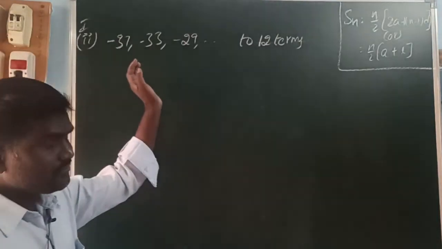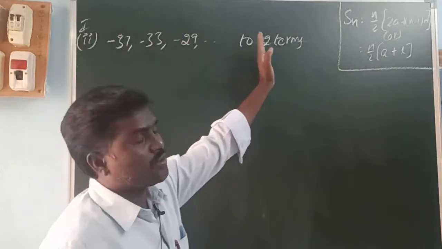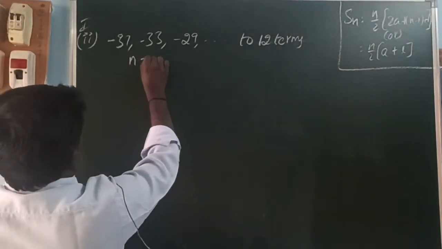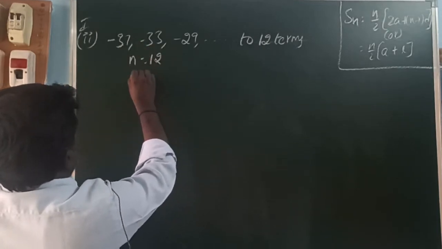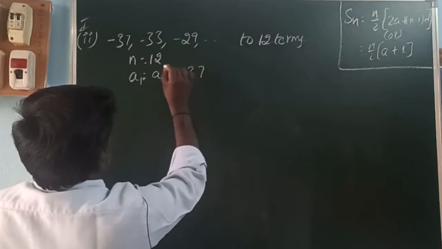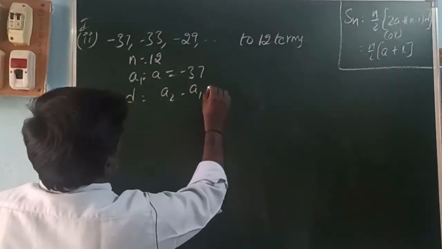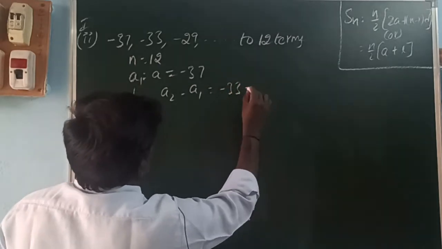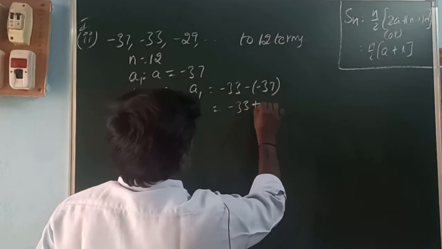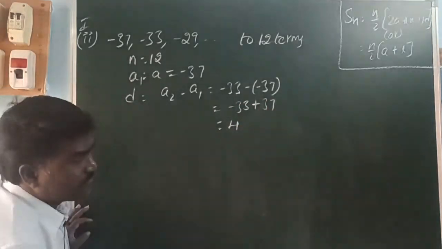Next, the second one: minus 37, minus 33, minus 29 and so on, 12 terms. So here the n value they have given is 12. So the first term is minus 37, common difference is a2 minus a1. So that is minus 33 minus (minus 37). So minus 33 plus 37, that is how much? 4.